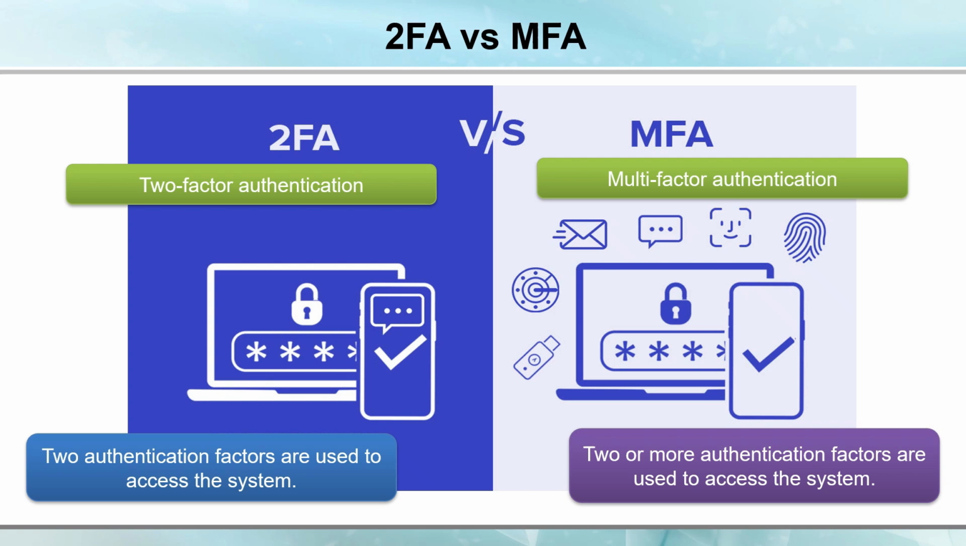If we combine two or more factors, we call it multi-factor authentication, or MFA. In other words, 2FA is a type of MFA. 2FA uses exactly two factors, while MFA can use two or more authentication factors. Although using more authentication factors increases security even further, in most cases, two-factor authentication is sufficient to provide an adequate level of security and protect your online accounts.